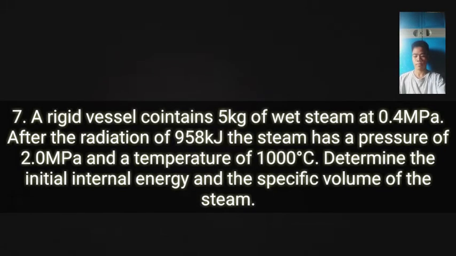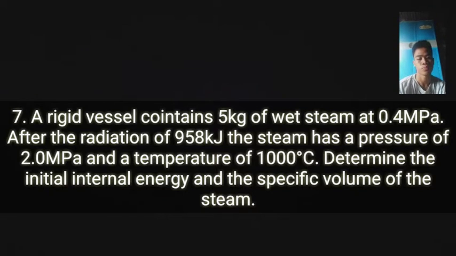Okay, next number 7. A rigid vessel contains 5 kg of wet steam at 0.4 megapascal. After the rejection of 9,585 kilojoules, the steam has a pressure of 2.0 megapascal and a temperature of 700 degrees Celsius. Determine the initial internal energy and the specific volume of the steam.